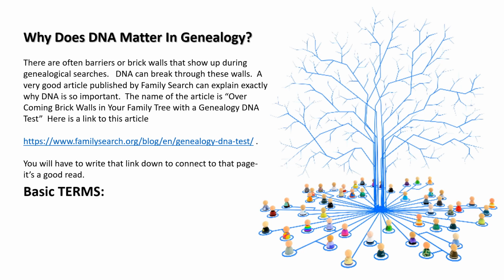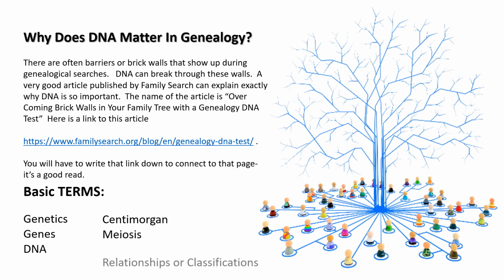For the purpose of this class, we're going to stick with the basic terms just so you have an understanding of what DNA is all about. So we'll begin with genetics. What is genetics? What is a gene? What is DNA? What is a centimorgan? What's meiosis? And the relationships and classifications between people, for example, first cousin once removed, that sort of thing. We'll try to help you along with that stuff.